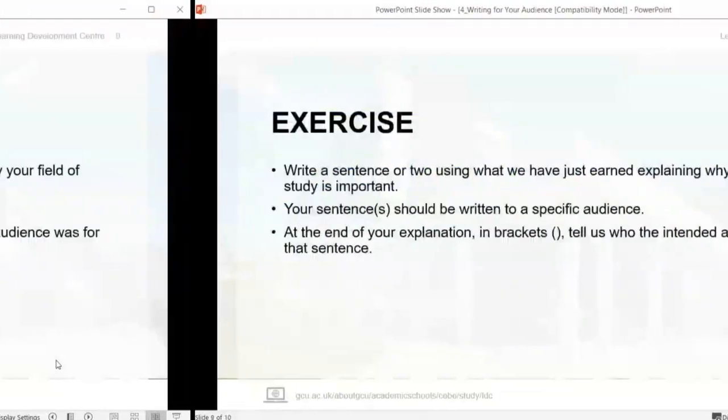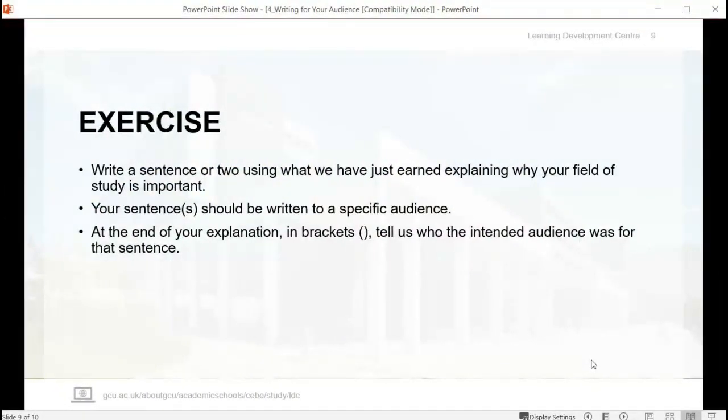And that's it. So the last exercise that, again, you can add to the Padlet if you're interested. It's always good to see different examples, it's kind of bringing it all together. So while the first one was writing 3 different sentences, this is a sentence or 2 telling us why your field of study is important. And it should be written with a specific audience in mind. And I would like you to go ahead and put the audience in brackets.